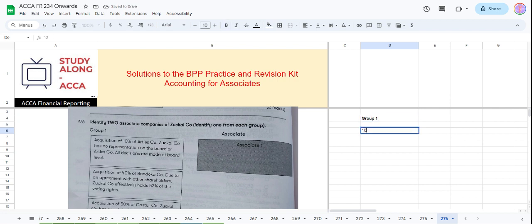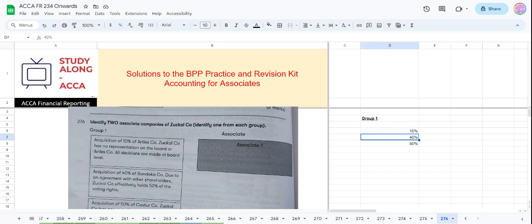In the first, they have 10%. Second, they have 40%, and third, they have 50%. So group one, acquisition of 10% of the company. Z company has no representation on the board or articles, all decisions are made at board level. So there is no representation, nothing. So it is not this.